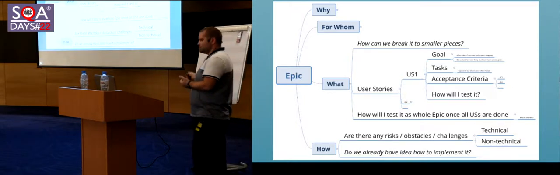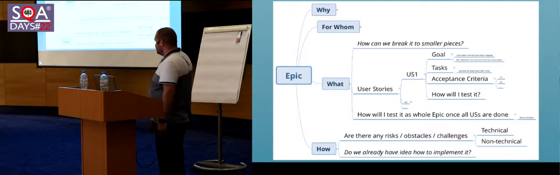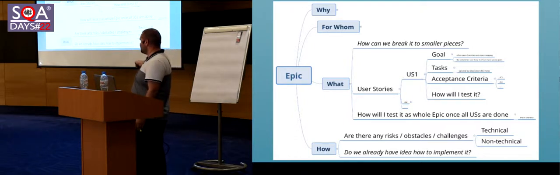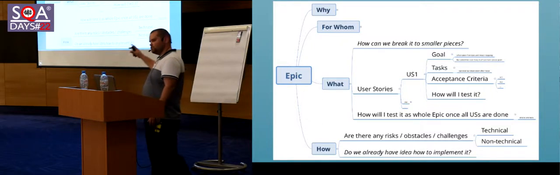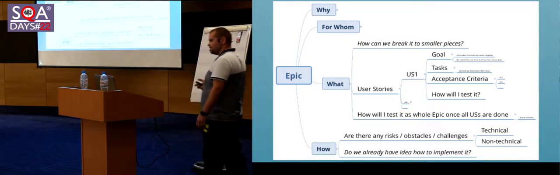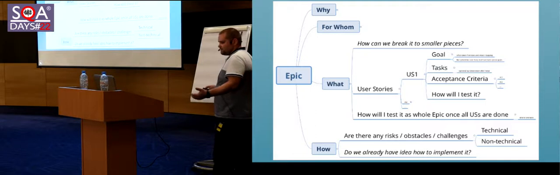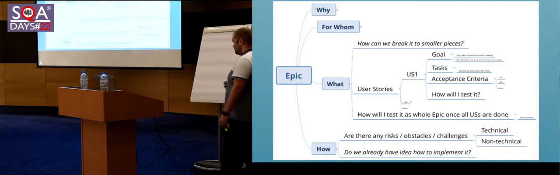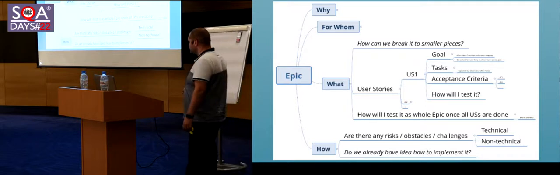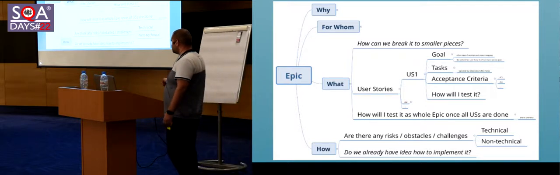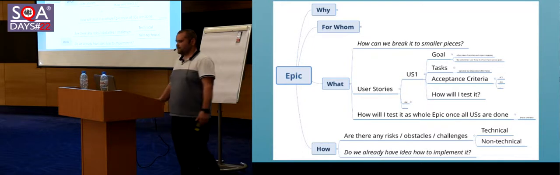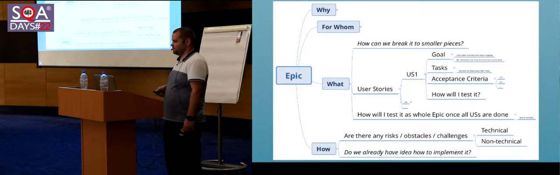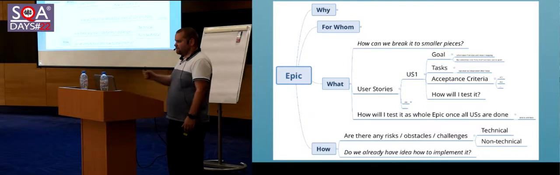It looks like you use a story, but in a different order. Because the most important is why. This usually goes from that impact mapping, but if I cannot say why am I doing this, forget about it. Then for whom? And then also what? The important question is, how can I break it down to smaller pieces? And that's perfect in mind map.